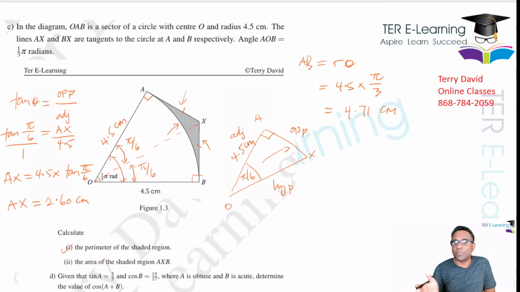Right, so some people got 2.6, great. So just remember, you have to switch your calculator to radians when you work this out.